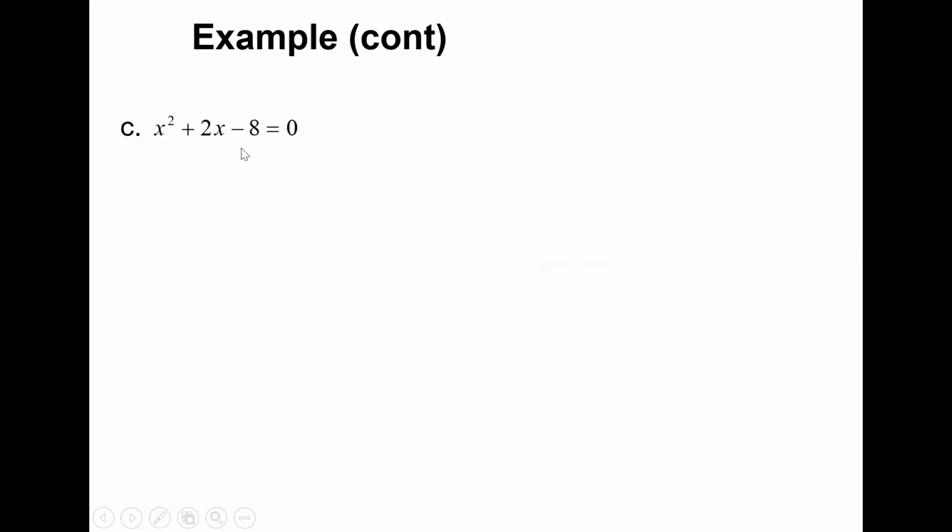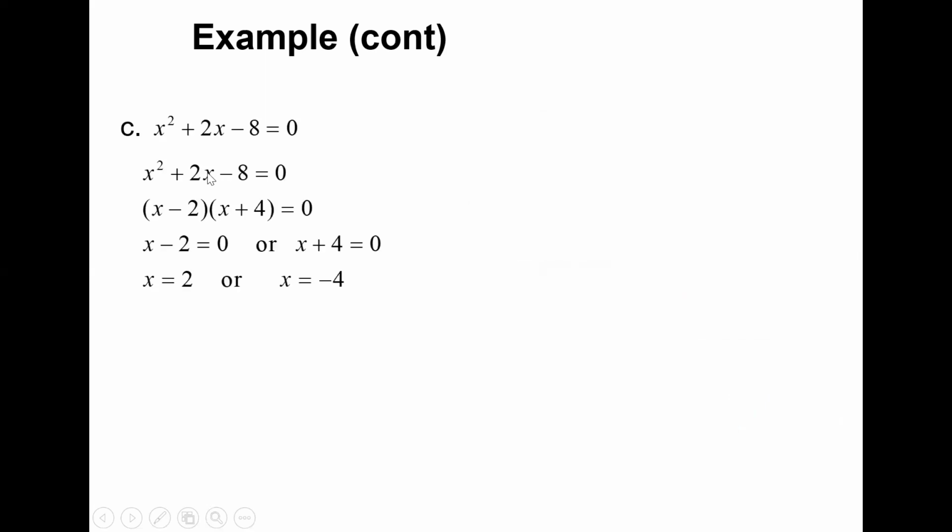Now, what about our last one? Again, we try to factor. Well, it nicely again factors into x minus 2, x plus 4. And so we set each of those factors equal to 0 using the zero product rule, and we get x equals 2 or x equals minus 4. So that has two solutions.